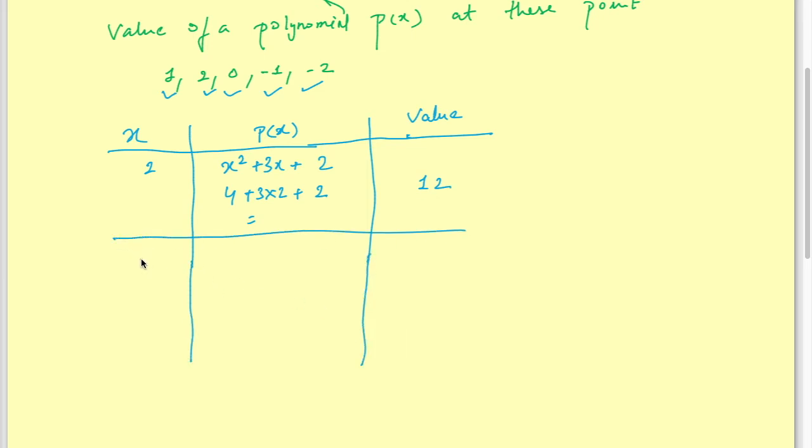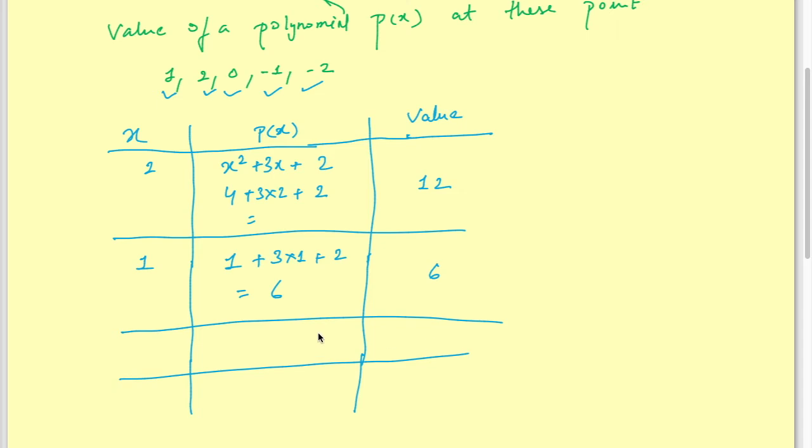Likewise, if I take it as 1, then it will be 1 plus 3 into 1 plus 2. So it will be 3 plus 2, 5 plus 1 equal to 6. Value is 6. Then I take it as 0. So at 0, the value is 0 plus 0 plus 2. So it is equal to 2.